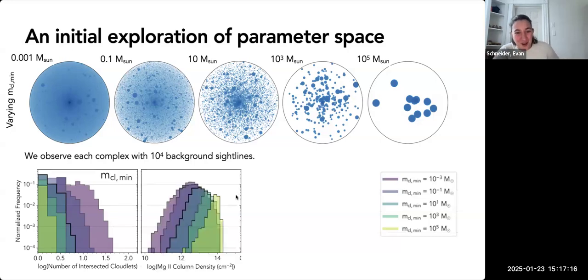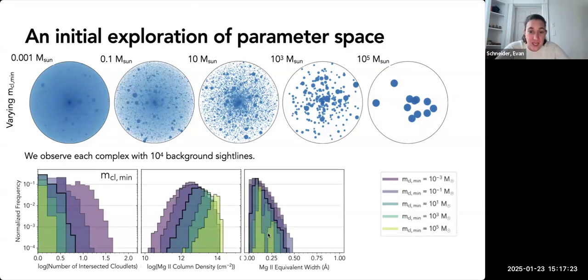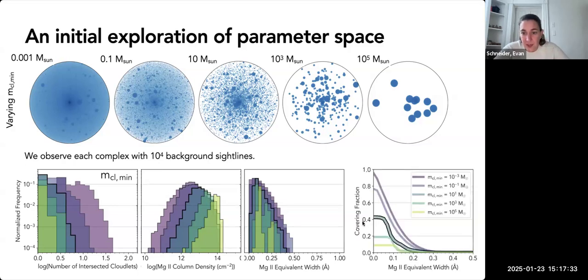as many histograms as you want, basically, of different features. So, this is showing magnesium 2 column density as a function of minimum cloudlet mass. This is showing magnesium 2 equivalent width as a function of minimum cloudlet mass. Here, the minimum cloudlet masses are being shown in the color bars. And finally, covering fraction as a function of magnesium 2 equivalent width, for different cloudlet masses here on the right. And so this rightmost one, of course, is the most observationally targeted, in the sense that this is the kind of thing that we can measure.